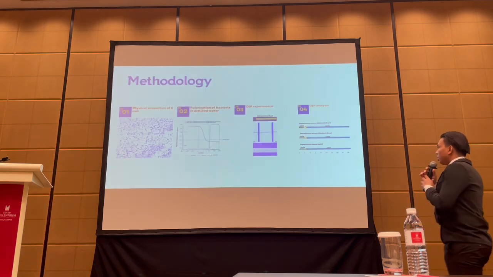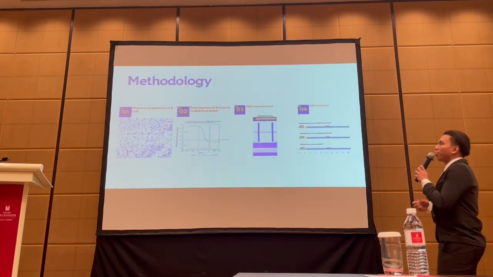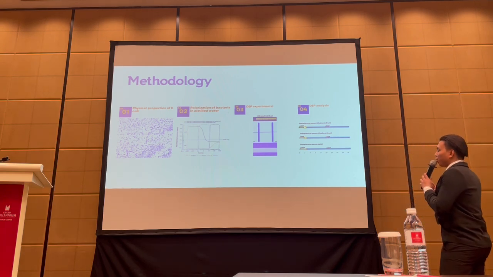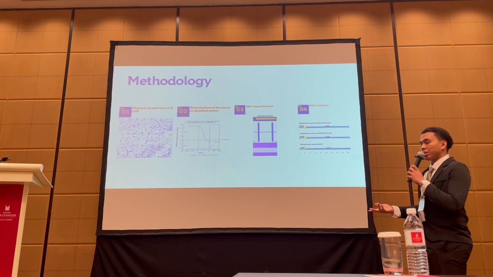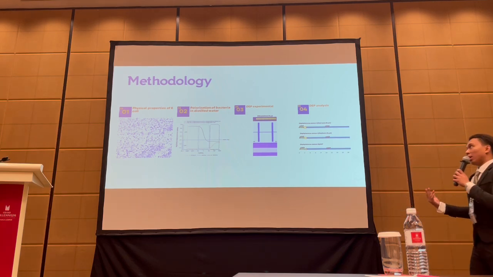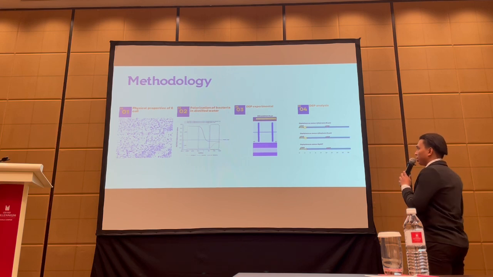Next. So this is our method. First one, we have to find the physical properties of E. coli. My colleague just now focused on the one on the velocity, which is experimental, but mine is much more focused on theoretical and experimental. We verified our theoretical with experimental.